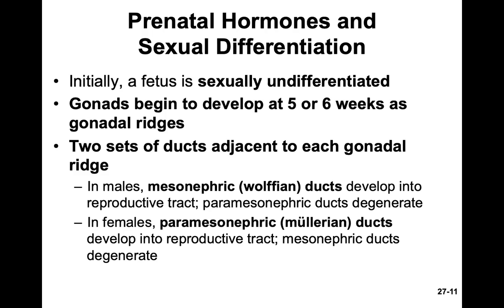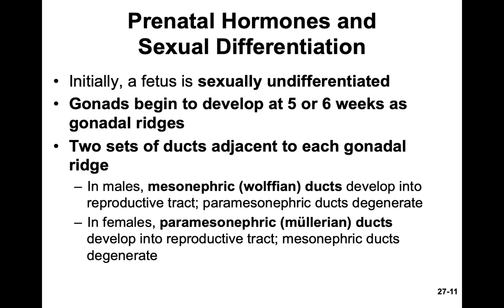And what develops are these gonadal ridges. As the gonadal ridges start to form, there's actually 2 sets of ducts that are adjacent to each gonadal ridge. You have a mesonephric duct called the Wolffian duct. You have a paramesonephric duct, which is called the Mullerian duct. Males have the mesonephric duct. So if this is a genetic male, then their mesonephric or Wolffian ducts will develop into their reproductive tract, and the other ducts will degenerate.